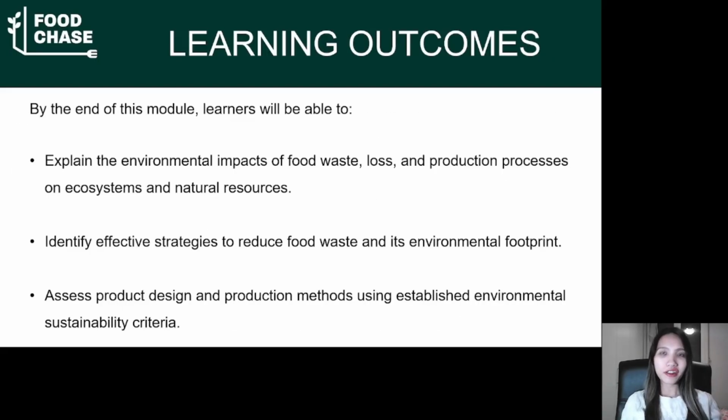There are three learning outcomes in this module. In particular, you will be able to explain the environmental impact of food waste, loss, and production processes on the ecosystem and natural resources. You will be able to identify effective strategies to reduce food waste and its environmental footprints. And finally, you will be able to assess product design and production methods using established environmental sustainability criteria.